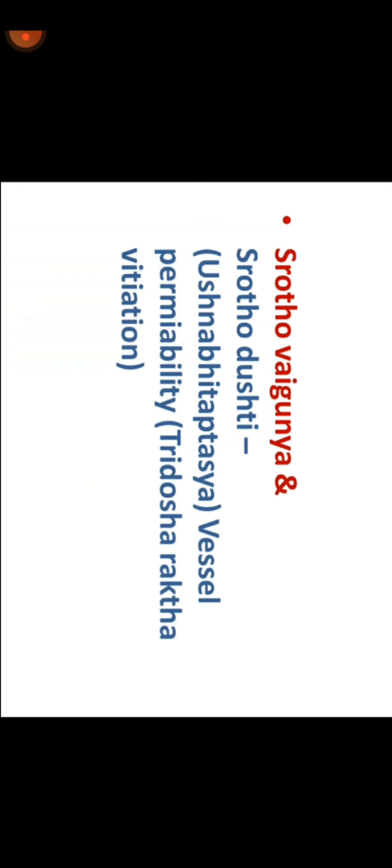So, Srodo Vaigunya: we have to consider the family history. If a patient's parents have myopia, meaning both father and mother have myopia, then the child is very prone to develop myopia. So we have to find out the predisposing factors that mainly come under Srodo Vaigunya.